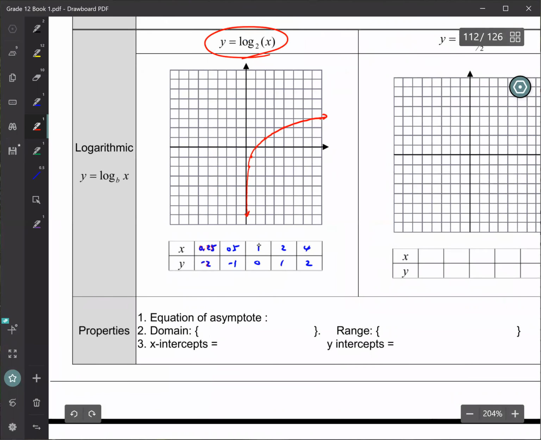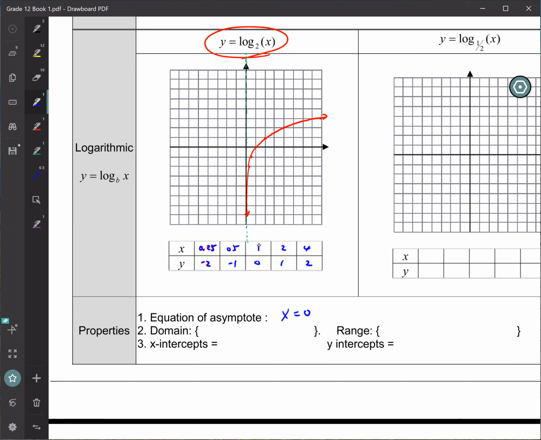Now let's check the asymptote now. Asymptote this time, it looks like it will be this line, right? So make sure you extend it. So what's the equation for this line, Eric? Of the asymptote, yep, x equals 0. Yep, very good. Okay, x equal to 0. So this time we have a vertical asymptote.